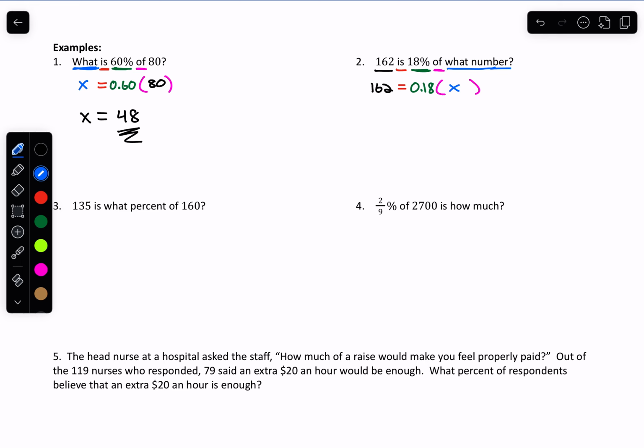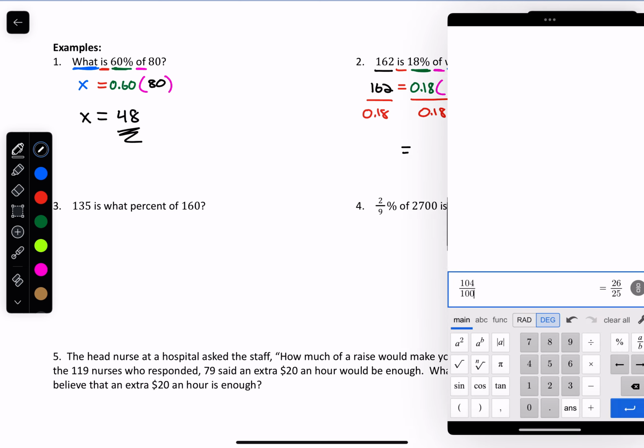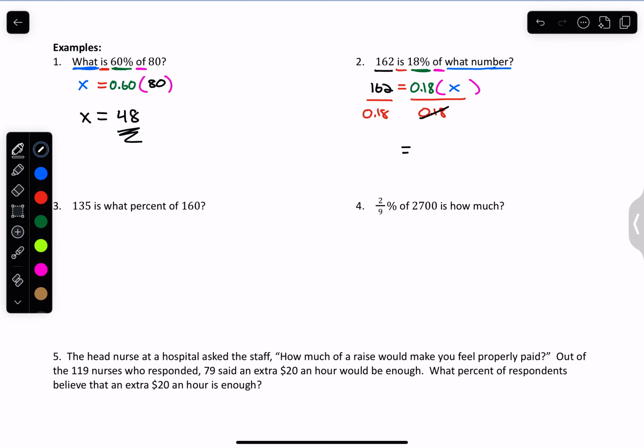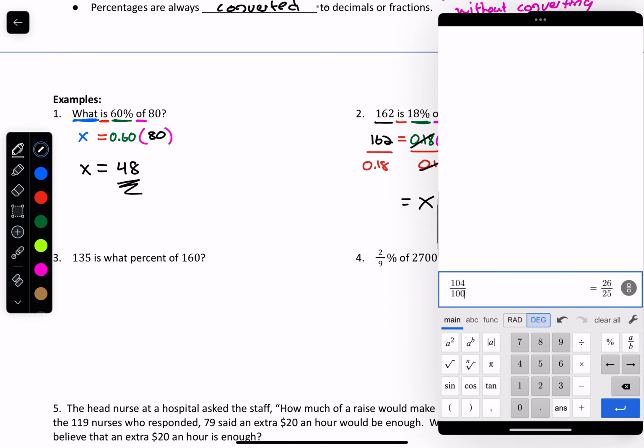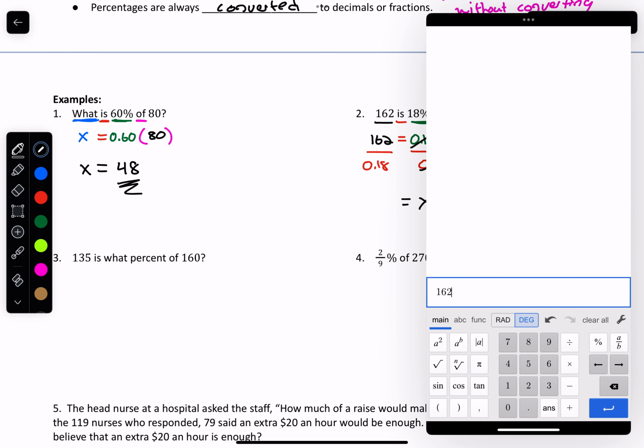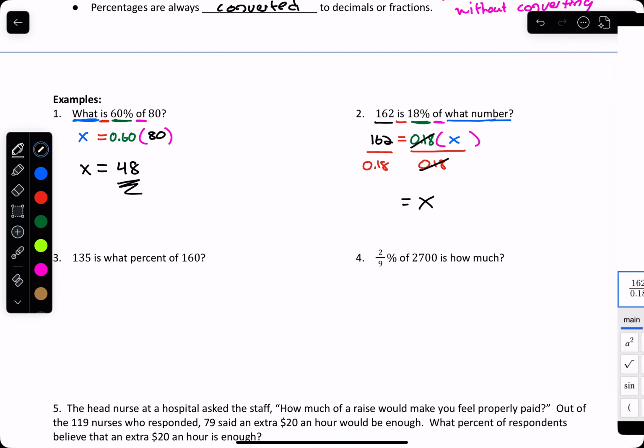So now we have a one-step equation. 162 equals 0.18 times x. All we have to do to solve this is divide both sides by 0.18. So if we divide the right by 0.18 and divide the left by 0.18, we're going to get to our answer. On the right side, these 0.18s cancel to just give me the x. And on the left side, 162 over 0.18, we can go ahead and use our calculator for. So 162 divided by 0.18 gives me 900 as a solution.